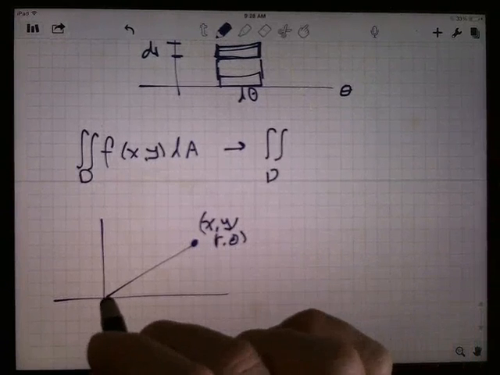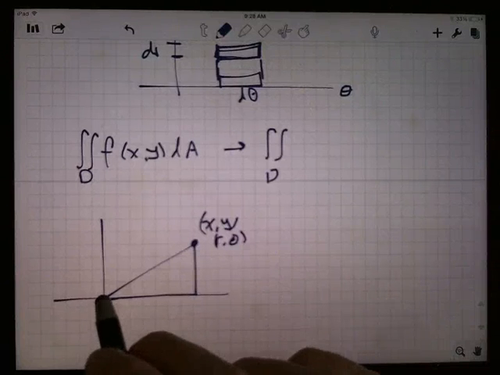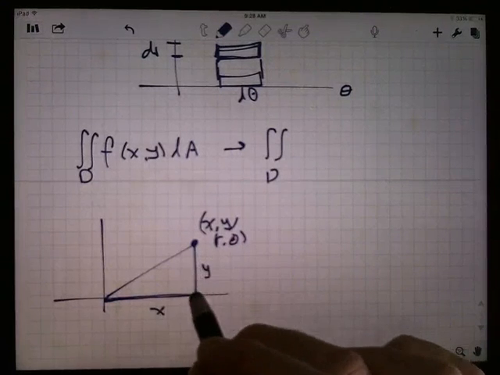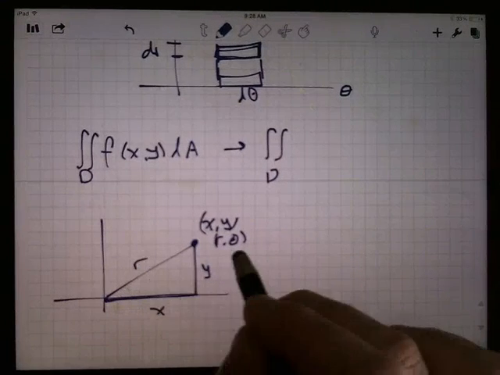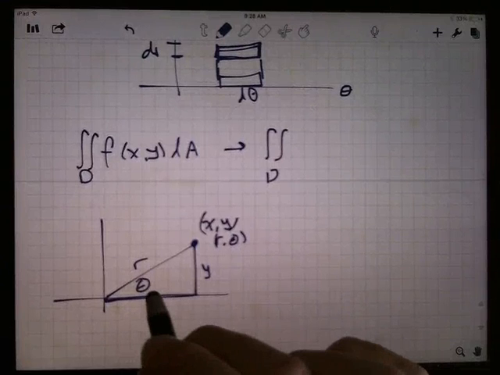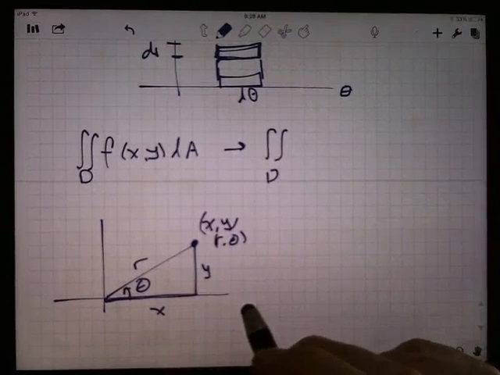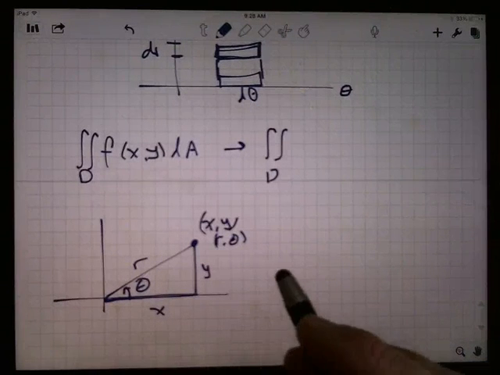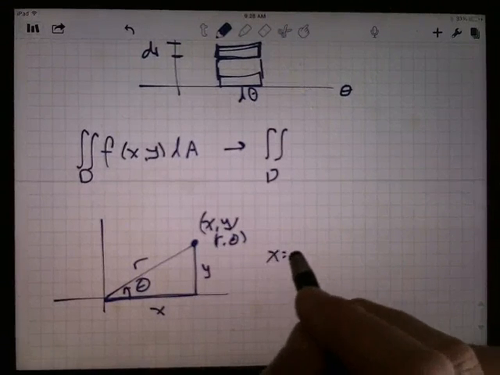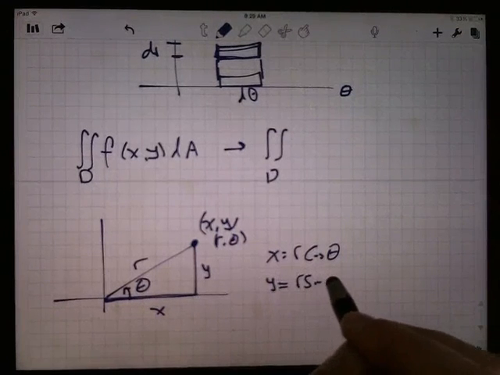Well, x and y are determined by horizontal and vertical distance from the origin to get to this point, right? Move over x, go up y. R and theta are the straight line distance, that's r, and theta is the angle measured in a counterclockwise direction from the x-axis here. So now trig tells us what our relationships are. X is equal to r cosine theta, and y is equal to r sine theta.